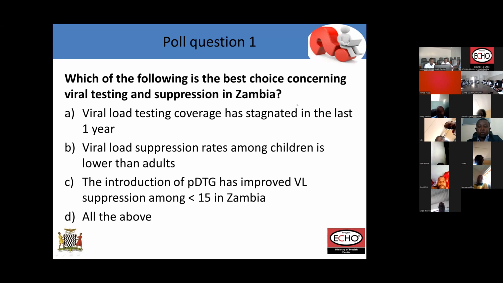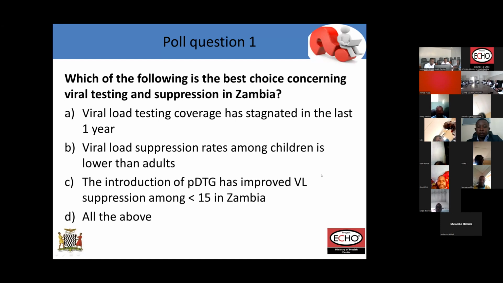And I'll read the question once more. Which of the following is the best choice regarding viral load testing and suppression in Zambia? A, viral load testing coverage has stagnated in the last 1 year.